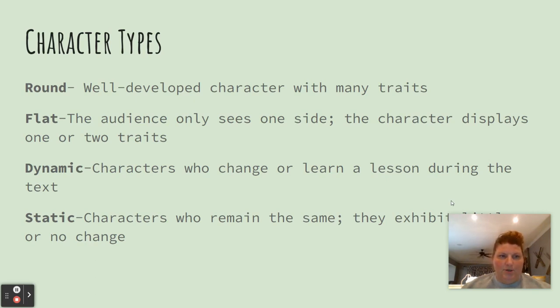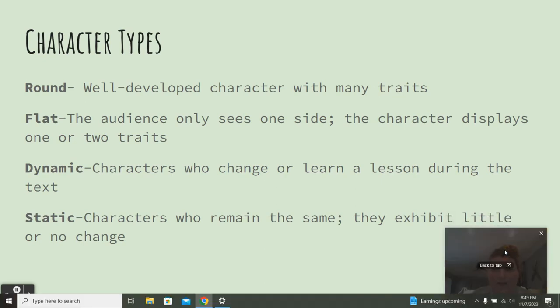A flat character is a character where the audience only sees one side and the character displays one or two traits. A dynamic character is a character who changes or learns a lesson throughout the text, and a static character stays the same. They exhibit little or no change throughout a text.